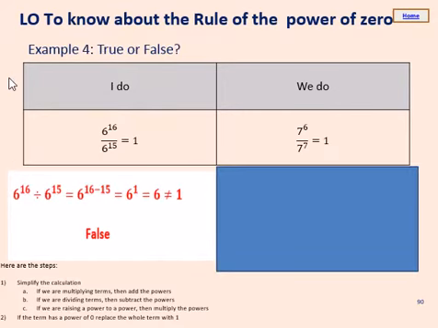Okay, so example 4 gives us a true or false question, and the I do says 6 to the power 16 divided by 6 to the power 15 equals 1. Is that going to be true or is that going to be false? So again, remembering we're dividing here, so we can subtract the powers. So 16 take away 15 gives me 1. So we can write this as 6 to the power of 1. Now 6 to the power of 1 is actually equal to 6, not equal to 1. So this is indeed false. Please move on to the we do and answer that question for me.